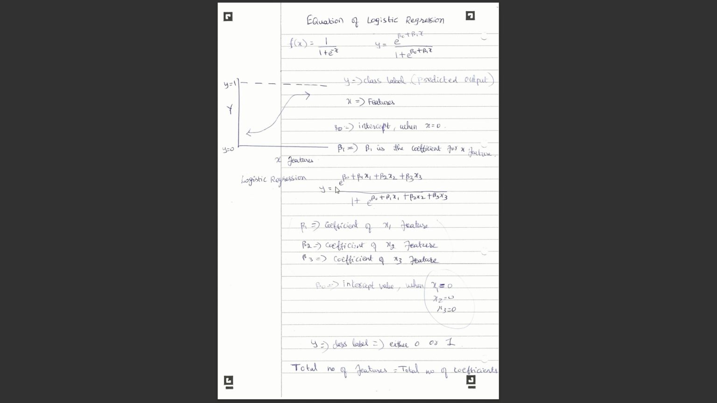If we have n number of features, so x1 with beta 1, x2 with beta 2, etc., each coefficient belongs to a particular x feature. Now, if all of these features are 0, then the intercept would be beta 0. The y, as you know, the class label, takes the value either 0 or 1, and its probability is measured from 0 to 1. The total number of features is equal to the total number of coefficients. This we will see directly in the Python code.